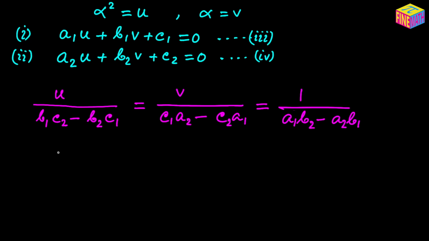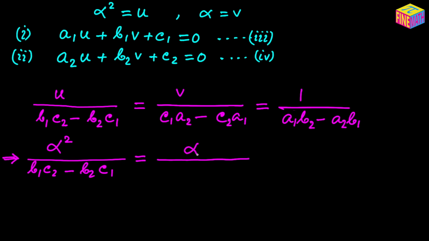So now here, let's replace the value of u and v. We know u is nothing but alpha squared and v is alpha. So from here we can say that alpha squared, in place of u, I'm just writing alpha squared. So alpha squared divided by b sub 1 c sub 2 minus b sub 2 c sub 1 is equal to, then again I'm going to write alpha in place of v. So alpha divided by c sub 1 a sub 2 minus c sub 2 a sub 1 is equal to 1 divided by a sub 1 b sub 2 minus a sub 2 b sub 1.